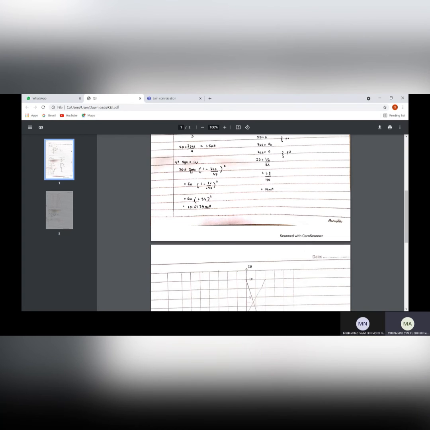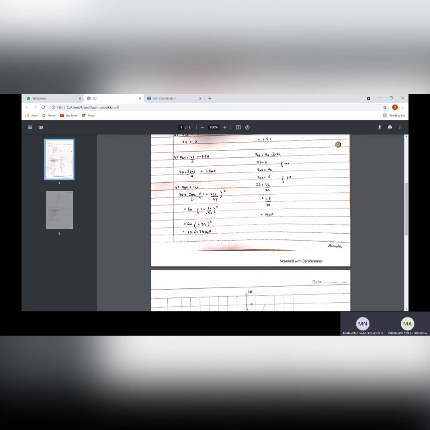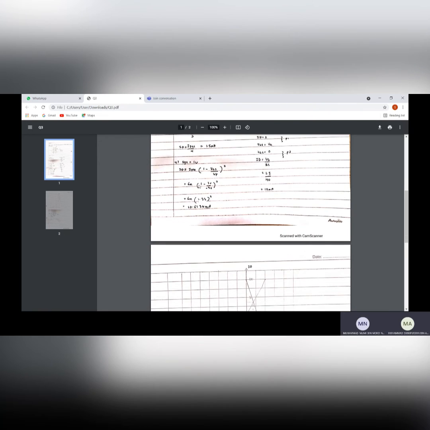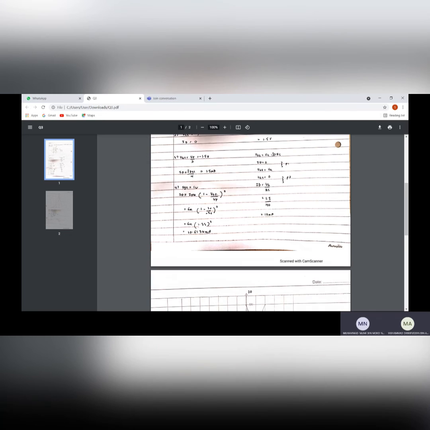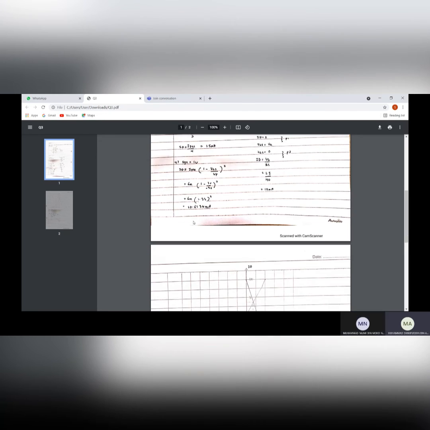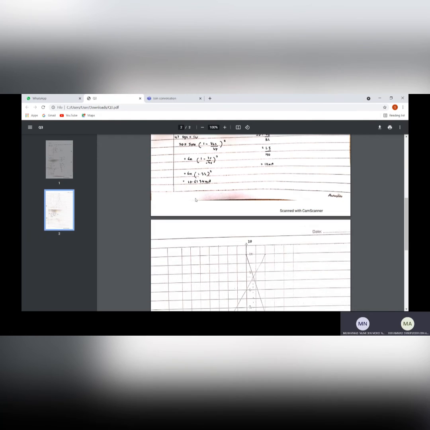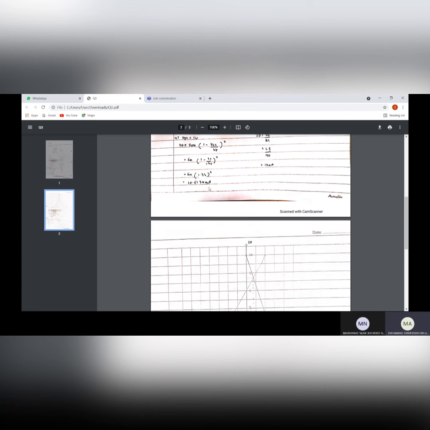Okay, for point number 4, I use VGS 1 volt and ID is equal to IDSS times 1 minus VGS divided by VP, power of 2. So I get 6 milliampere times 1 minus 3 volt divided by 3 volt, and power of 2. So I get 6 milliampere times 1.33 power of 2 and I get the ID is 10.6134 milliampere.